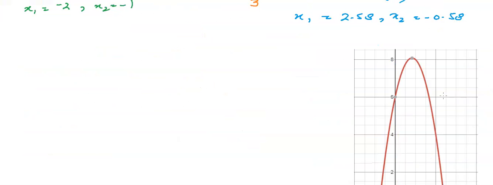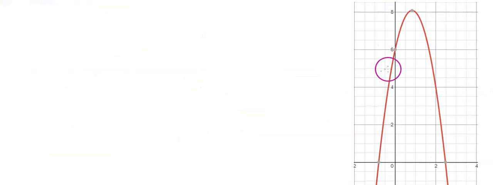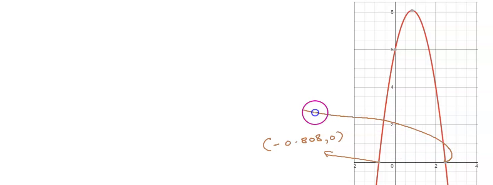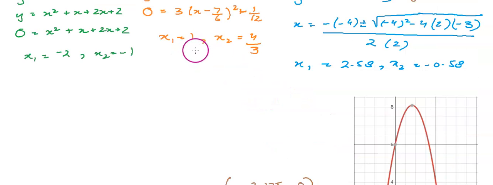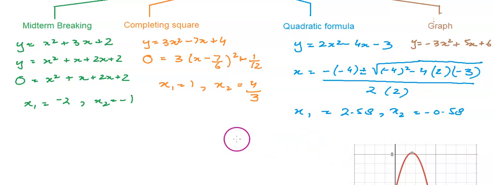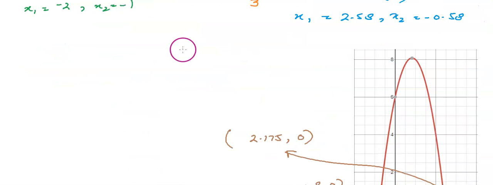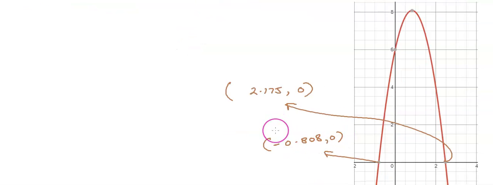So if you draw the graph of this equation, you'll get this. And here these are the roots of the equation, root 1 and root 2. This point is minus 0.808 comma 0. These are the coordinates of this point, and the coordinates of this other point are, x coordinate is 2.175, and of course the y coordinate is 0. So the roots of this equation, y equals minus 3x squared plus 5x plus 6, are 2.175 and minus 0.808.